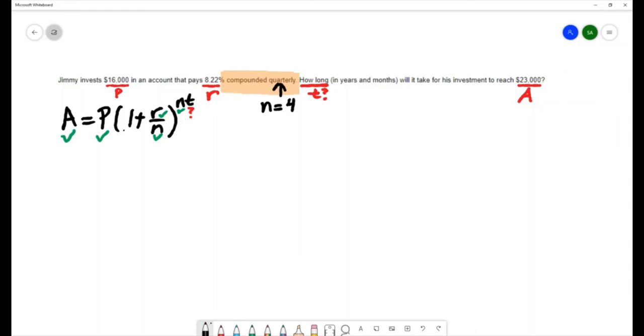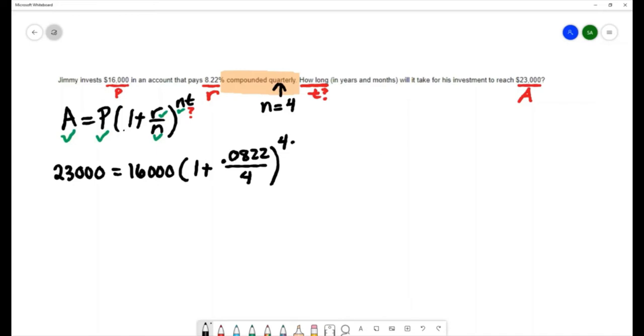So I'll make those substitutions to get $23,000 equals $16,000 times 1 plus r. r is the interest rate. We want to make sure we write that r in decimal form rather than percentage form. So we're going to move that decimal point 2 places to the left, making this 0.0822. Because the interest is compounded quarterly, I have the value of n to be 4. And then in the exponent, n is 4 and t is the unknown.